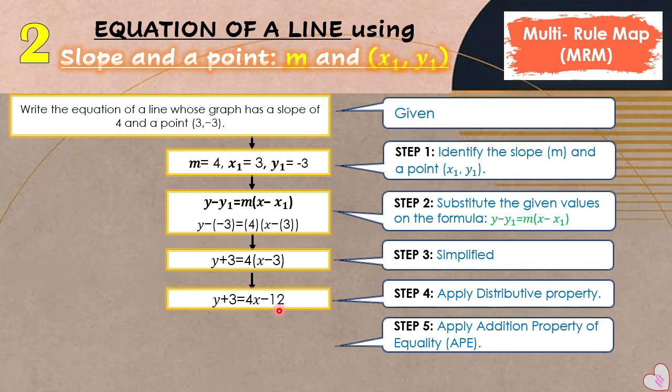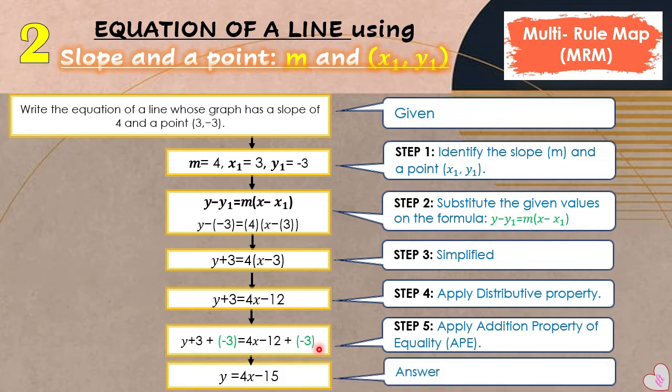And then for the step 5, apply addition property of equality or APE. So in order to eliminate 3 beside y on the left side, you have to add the additive inverse or opposite number of 3. That's why we will have y plus 3 plus negative 3 equals 4x minus 12 plus again negative 3. So you have to add negative 3 both sides of the equation.